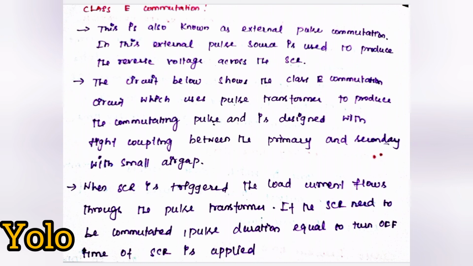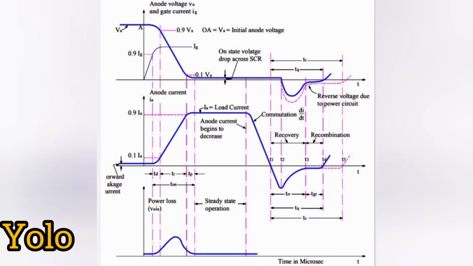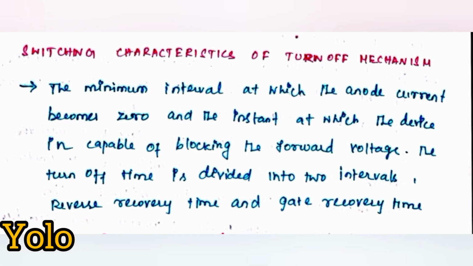The SCR is triggered and the load current flows through the pulse transformer. The SCR needs to be commutated. A pulse of duration equal to the turn off time of the SCR is applied. When the pulse is applied to the primary, an EMF is induced in the secondary, and the induced voltage is applied across the SCR with reverse polarity, and hence the SCR is turned off. The capacitor offers very low or zero impedance to the high frequency pulse.